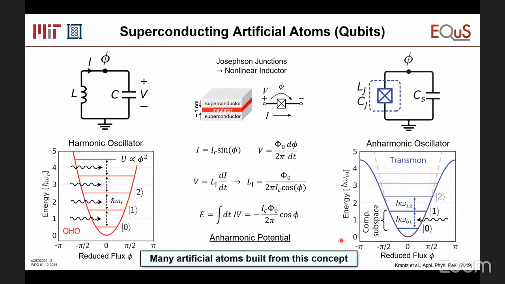Okay. So there are lots of artificial atoms that can be built from this concept. They don't just have one junction and one capacitor, but we're going to use the transmon here, a slight variant of it.